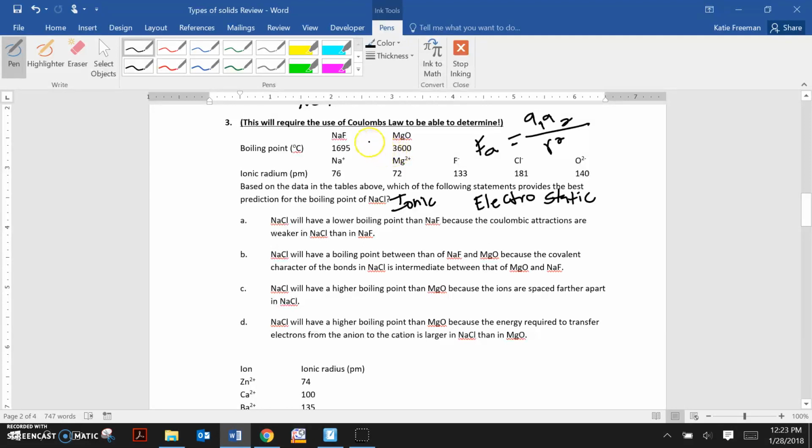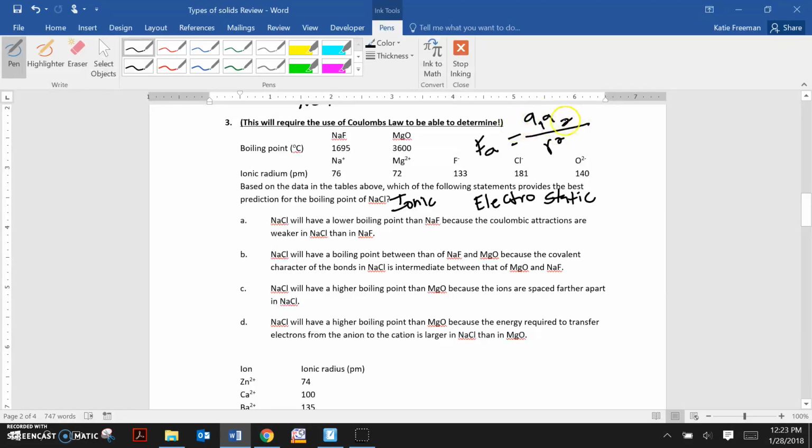Again, let's break this down and talk about the reason why. If we look at the ionic radius for sodium, it's about 76. For magnesium, about 72. So those are very, very similar. Fluorine is 133, oxygen 140. So again, very similar in terms of ionic radius. So I would say our R squared for both of these salts are very, very similar.